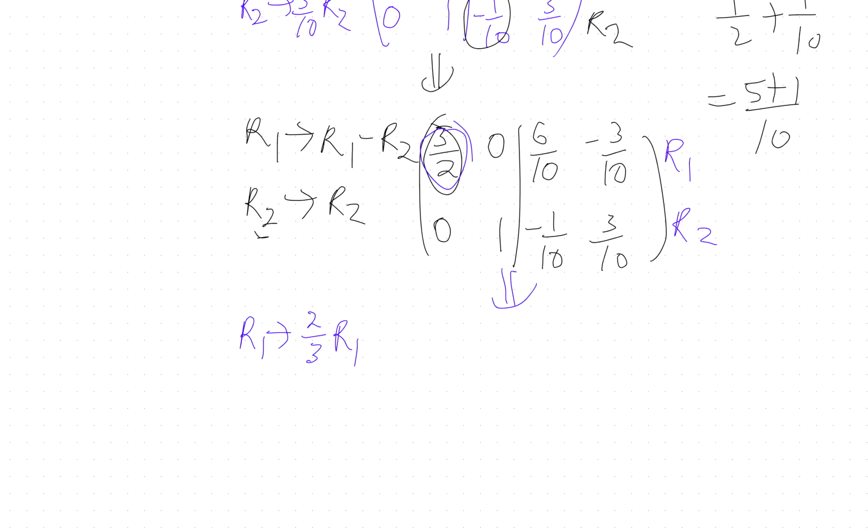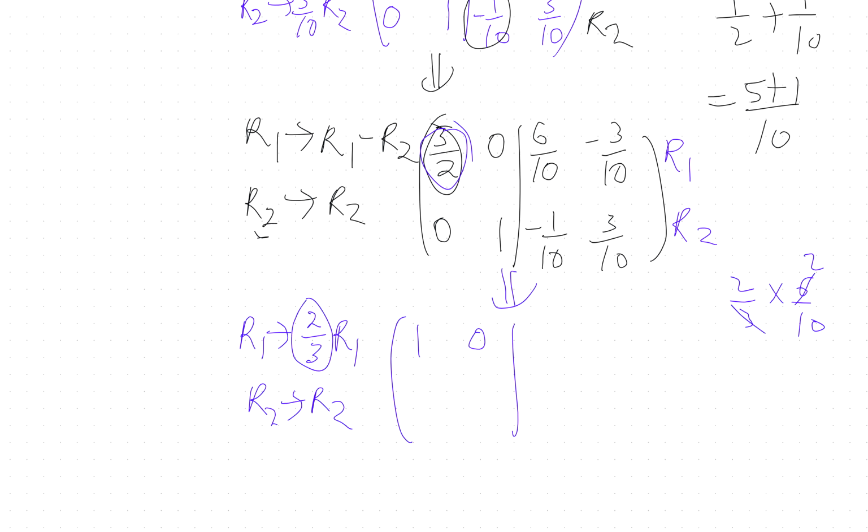And then the new row 2 is still the old row 2. Nothing changes. So 2 over 3 times 3 over 2, that's 1. 2 over 3 times 0 is 0. 2 over 3 times 6 over 10: 3 here is 1, 3 here is 2, 2 times 2 is 4. 4 over 10, that's 2 over 5.